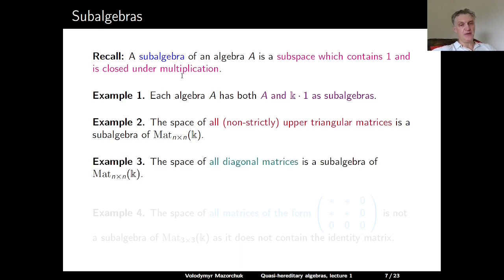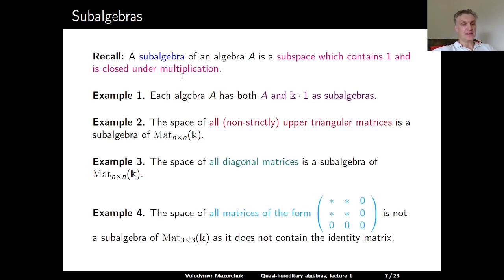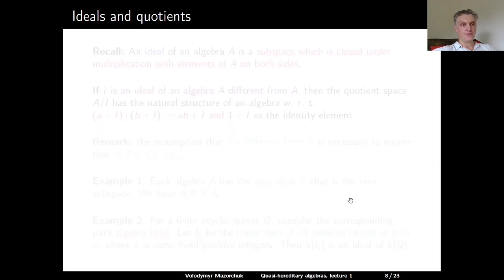The third example, which is maybe even easier, is that the space of all diagonal n times n matrices is a subalgebra of the algebra of all n times n matrices. And example 4, this is a negative example: the space of all matrices of the form (star, star, 0; star, star, 0; 0, 0, 0). So that's exactly the 2 times 2 matrices embedded into 3 times 3 matrices. This is not a subalgebra of the algebra of 3 times 3 matrices. It is closed under multiplication, but it does not contain the identity element.